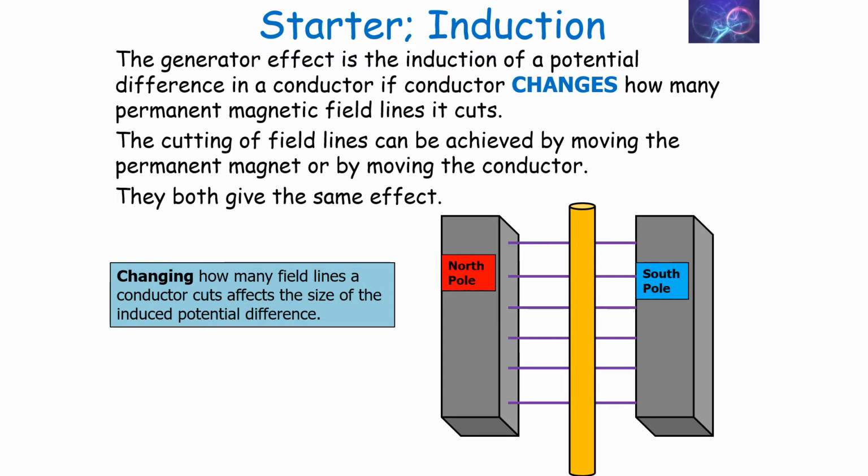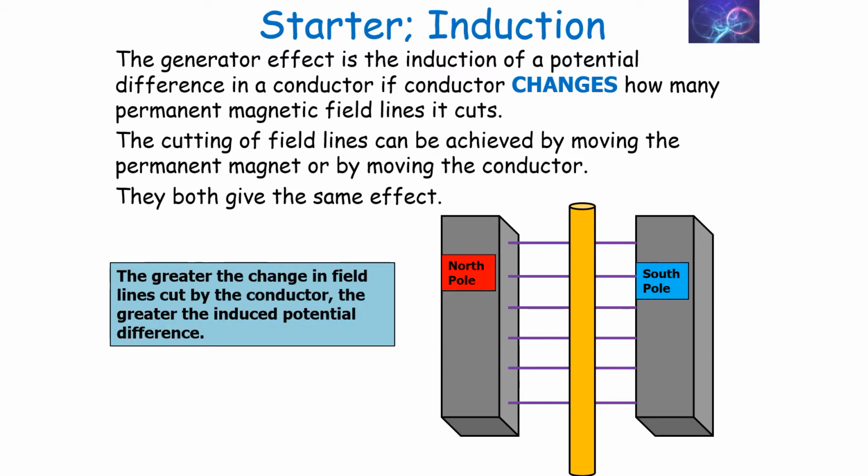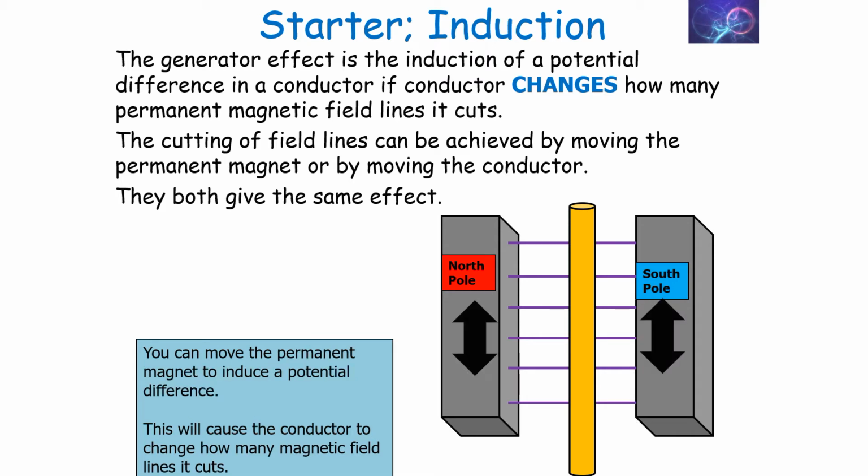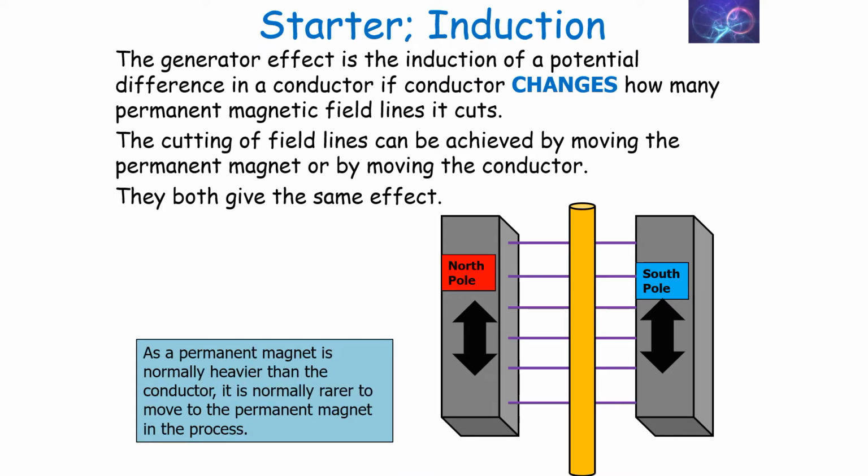Cutting field lines means that a conductor is going through the magnetic field lines of the permanent magnet. Changing how many field lines a conductor cuts through affects the size of your induced potential difference. The greater the change in field lines cut by the conductor, the greater the induced potential difference. Like we said before, you can move the conductor to induce a potential difference, because this will cause the conductor to change how many magnetic field lines it cuts through. But you could also move the permanent magnet to induce a potential difference, because this will also cause the conductor to change how many magnetic field lines it cuts through. As a permanent magnet is normally heavier than a conductor, a current carrying wire, it's rarer to move the permanent magnet in this process.